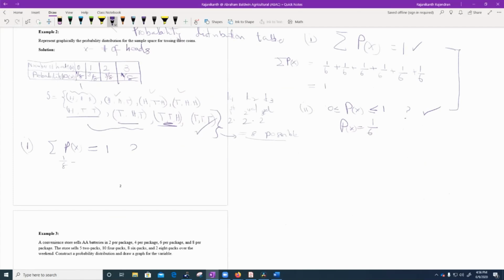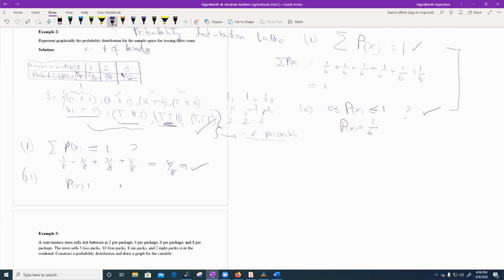1 over 8 plus 3 over 8 plus 3 over 8 plus 1 over 8. So when you add this, look at the numerators. 1 plus 3 is 4, 4 plus 3 is 7, 7 plus 1 is 8. This is 8 over 8, which is 1. Yes, I'm getting 1. Then ask yourself about the second case.